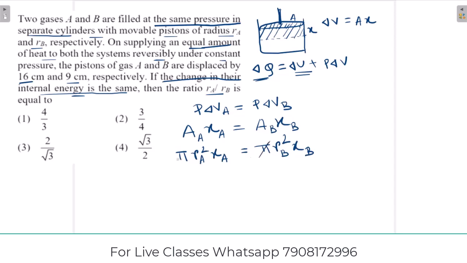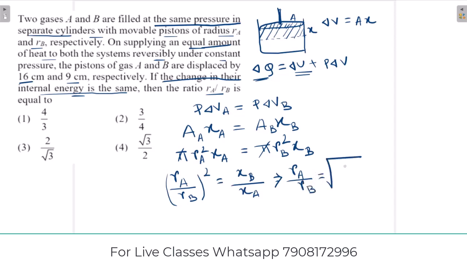So, pi cancels from both the sides. We have to find Ra by Rb. Ra divided by Rb whole square is equal to x B by x A. So, from here Ra divided by Rb is equal to root over x B by x A.